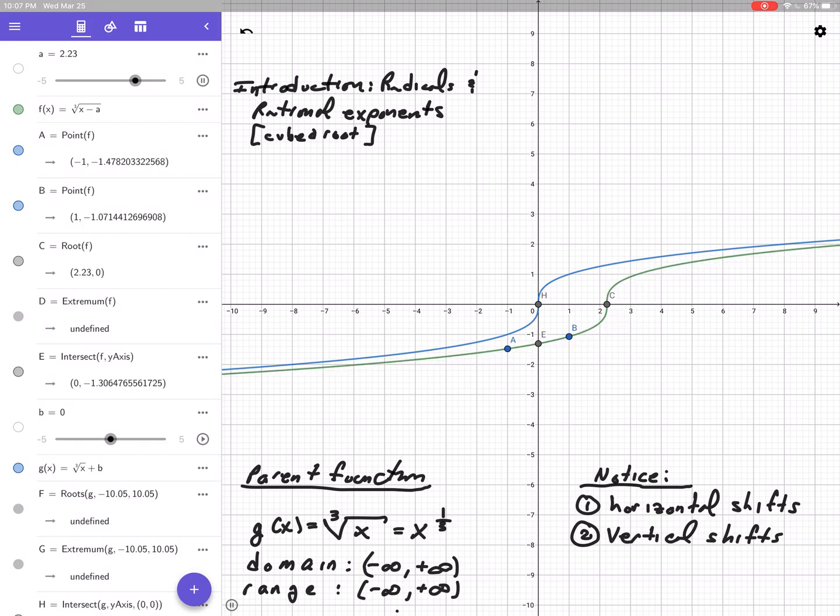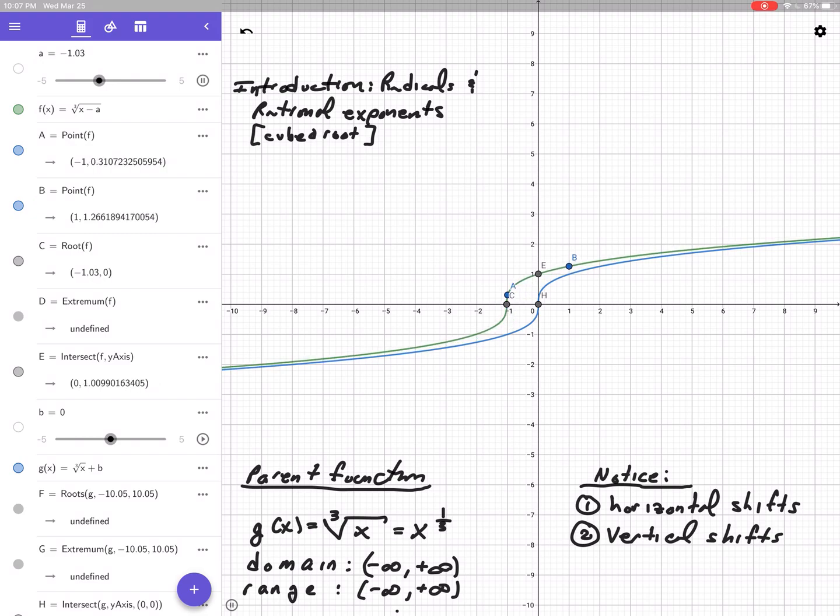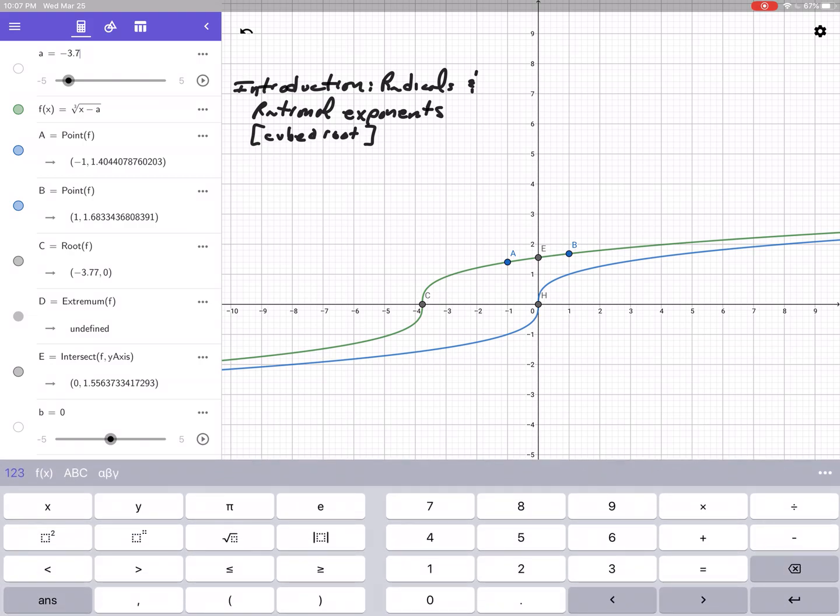What do you notice happening? Well, a lot of cool stuff. But really, what do you notice is happening? C is only changing on the x-axis. Now, what's C related to? C is related to the A.